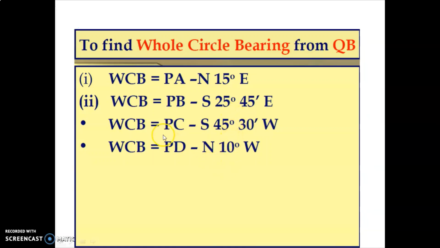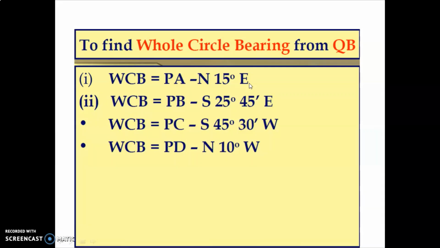Same way, here are some more examples, but here you have to calculate whole circle bearing from QB. So you can see how you will calculate. WCB is given, so you can easily calculate RB. Line PA is north 15 degree east. Same example that we have seen right now.